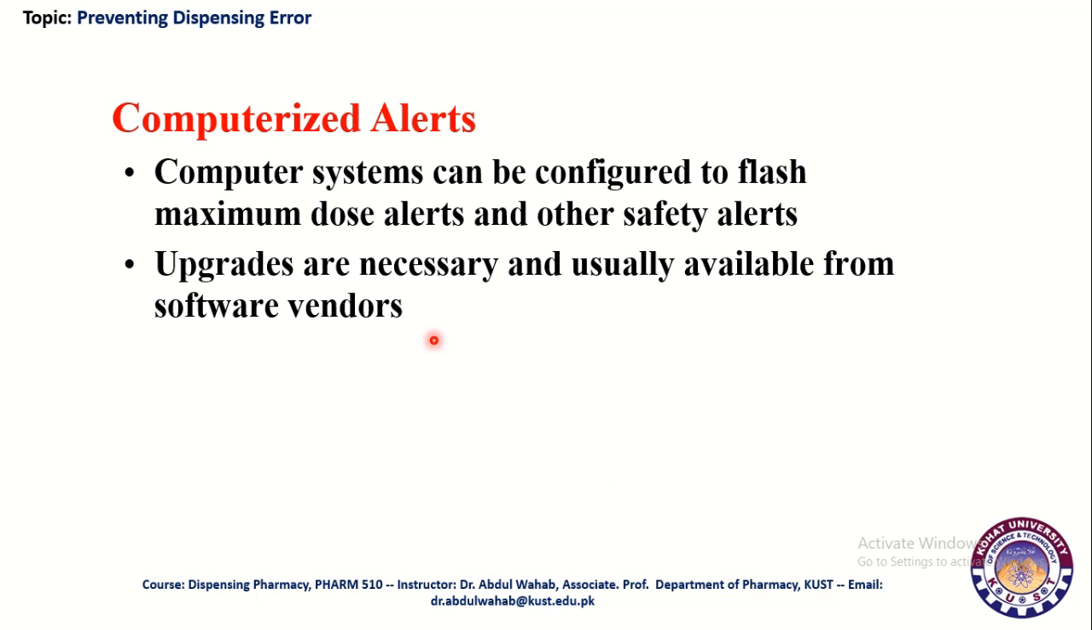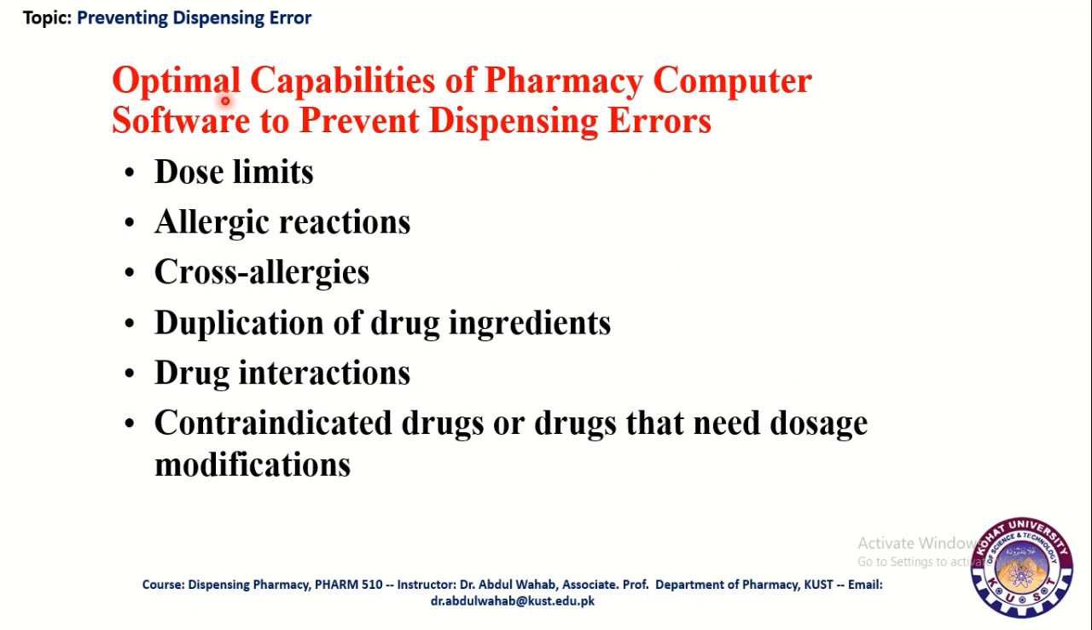Computerized alert. Computer system can be configured to flash maximum dose alerts and other safety alerts. Upgrades are necessary and usually available from software vendors. Optimal capabilities of pharmacy computer software to prevent dispensing errors: dose limits, allergic reaction, cross allergies, duplication of drug ingredients, drug interactions, contraindicated drugs or drugs that need dosage modification.